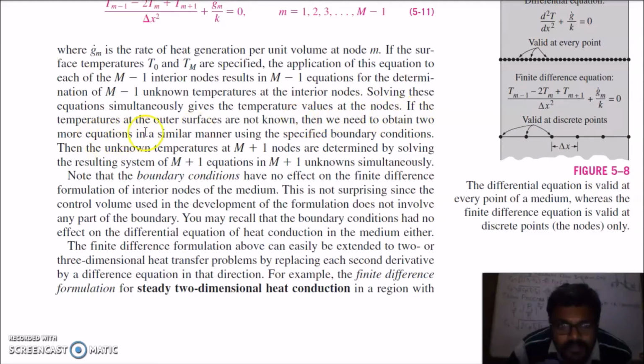If the temperature at the outer surface is not known, then we need to obtain two more equations in a similar manner using the specified boundary conditions. Then the unknown temperatures at m plus 1 nodes are determined by solving the resulting system of m plus 1 equations in m plus 1 unknowns simultaneously.